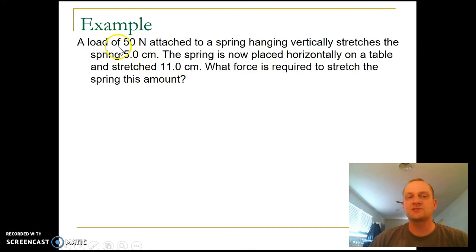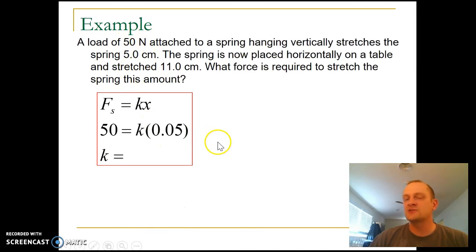Okay, so I start off, I know that if I apply 50 newtons of force, I stretch it 5 centimeters. That's enough information to figure out my spring constant for this particular spring. So 50 newtons will stretch it 0.05 meters. I solve for k. This spring has a spring constant of 1,000 newtons per meter. Now that means this would take 1,000 newtons of force to stretch this spring by 1 meter.